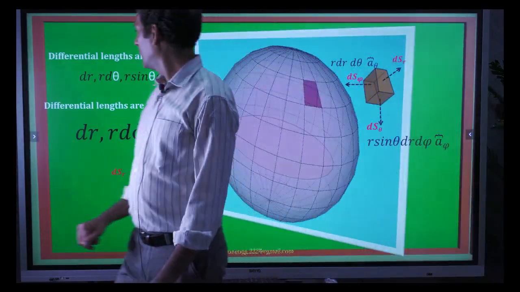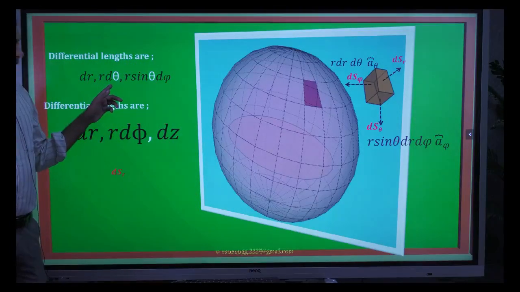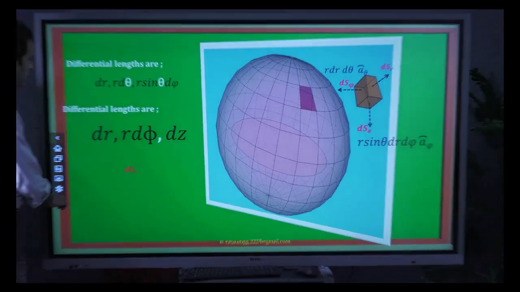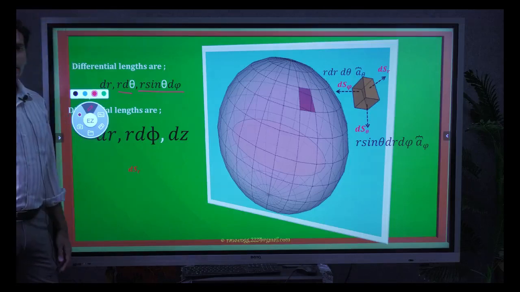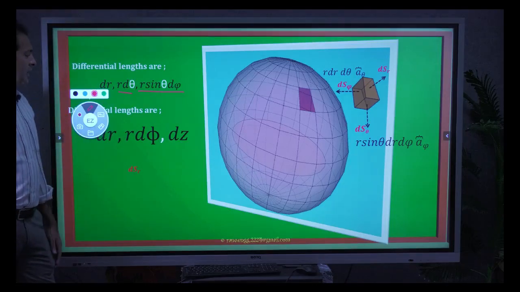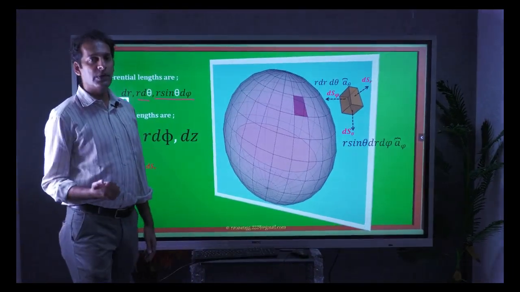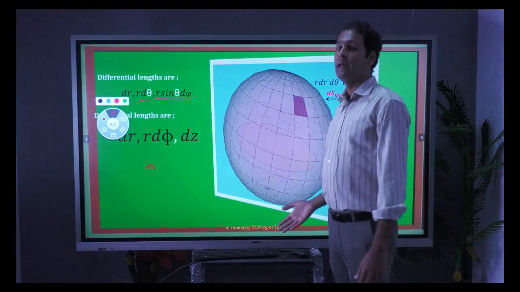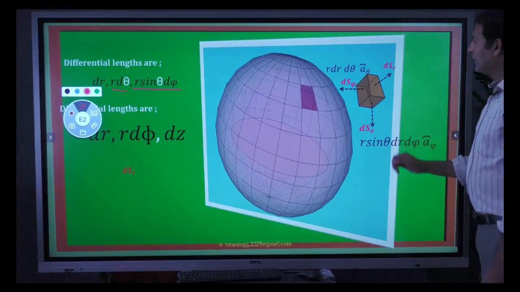Let us compare with, we have dr, then we have r d theta, sorry, r d theta, then the third one r sine theta d phi. These are three differential elements. By remembering them, we can remember the further equations for differential surface, for volume, as well as del operator, which we will discuss in some coming class. There will be three directions.